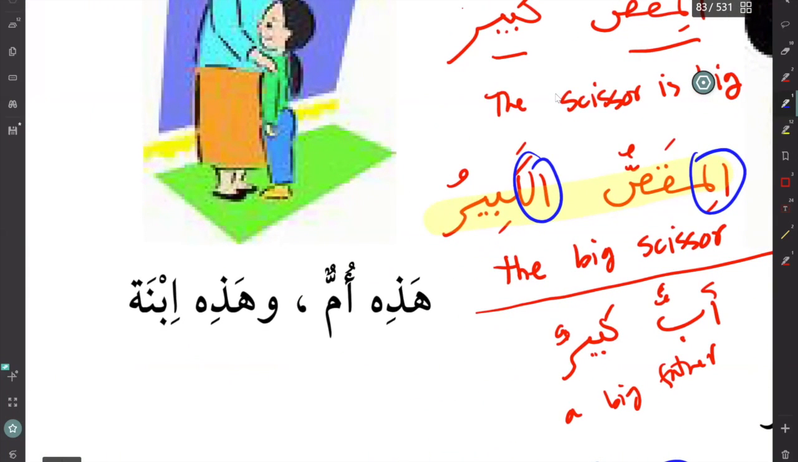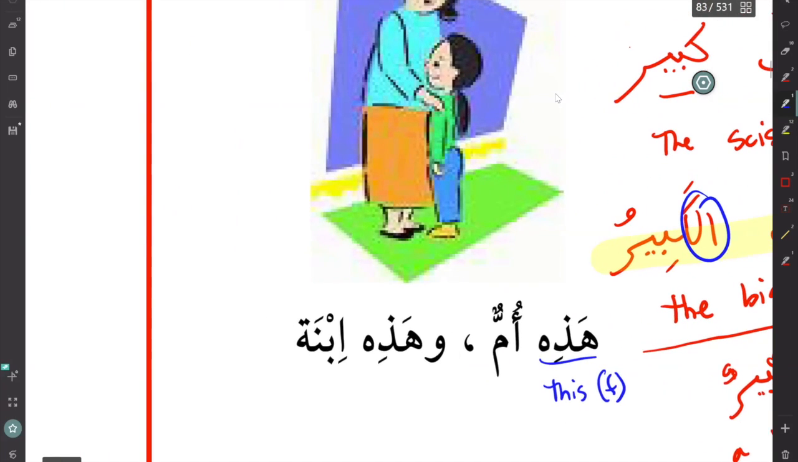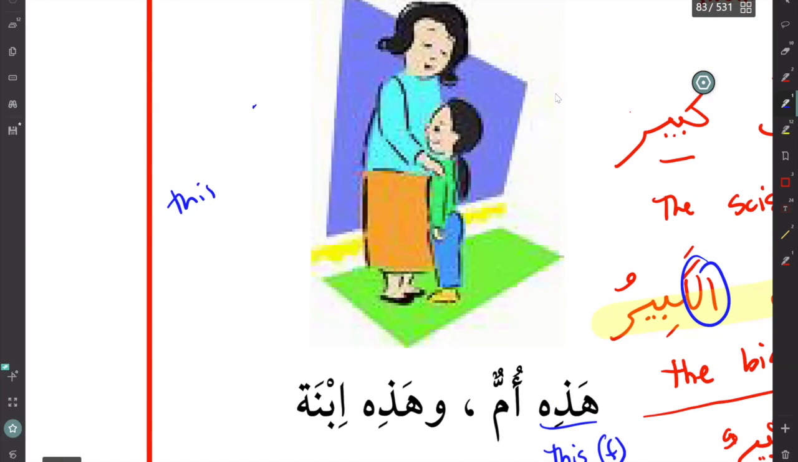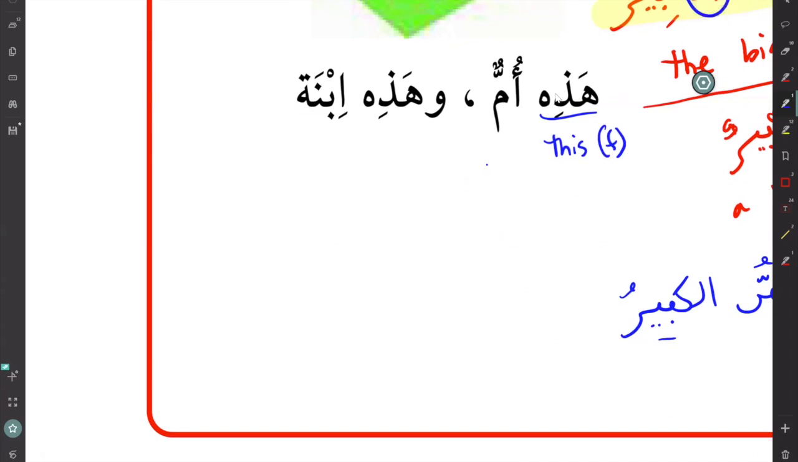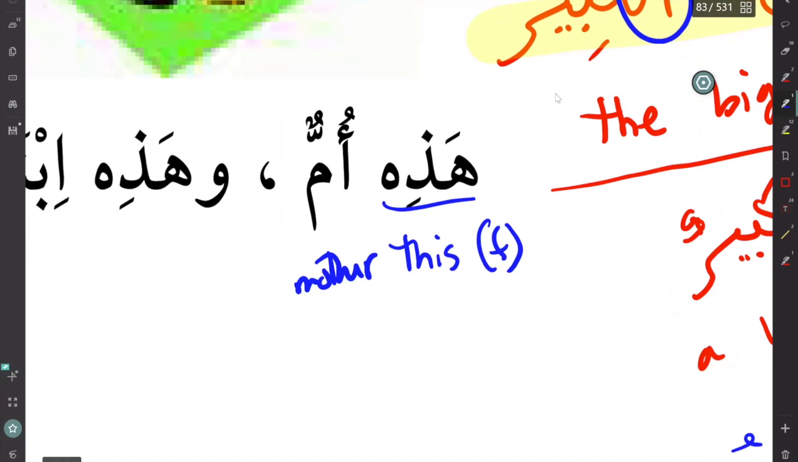Then we have the next one, hadhihi umm. So what is hadhihi? Hadhihi is this, and this hadhihi is for feminine, right? Remember, we have two words for this: we have hadha, and we have hadhihi. Subhanallah, because hadha is for masculine and hadhihi is for feminine. Umm is mother, right? So of course we have to use the feminine form. So hadhihi umm. What do you think it's going to be? This mother. So it means this is a mother.